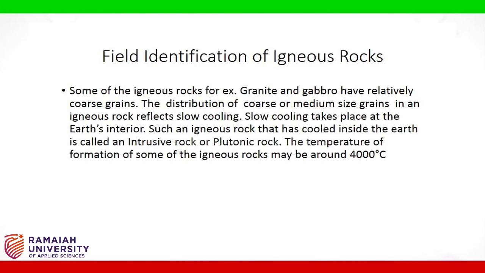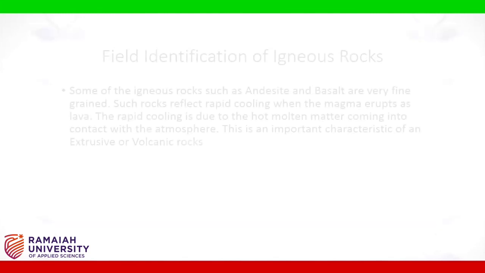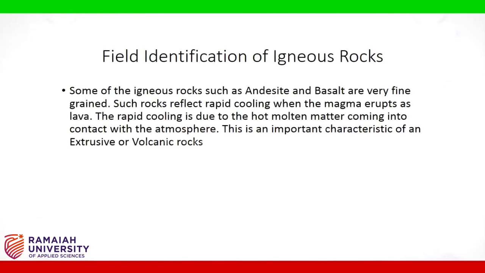The temperature of formation of some of the igneous rocks may be around 4000 degrees Celsius. Some of the igneous rocks, such as andesite and basalt, are very fine-grained. Such rocks reflect rapid cooling when the magma erupts as lava. The rapid cooling is due to the hot molten matter coming in contact with the atmosphere. This is an important characteristic of an extrusive or volcanic rock.